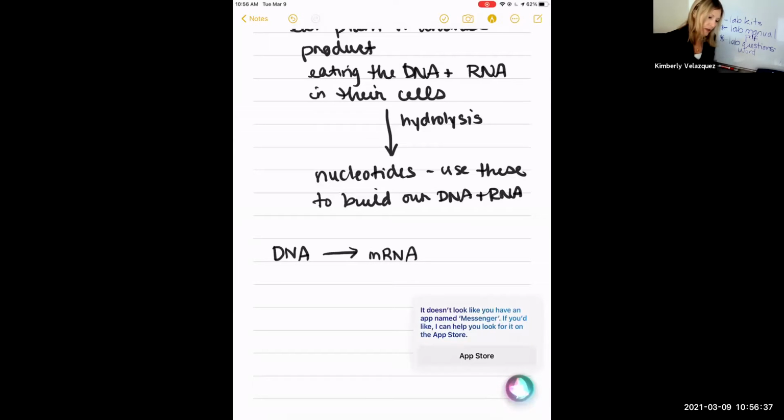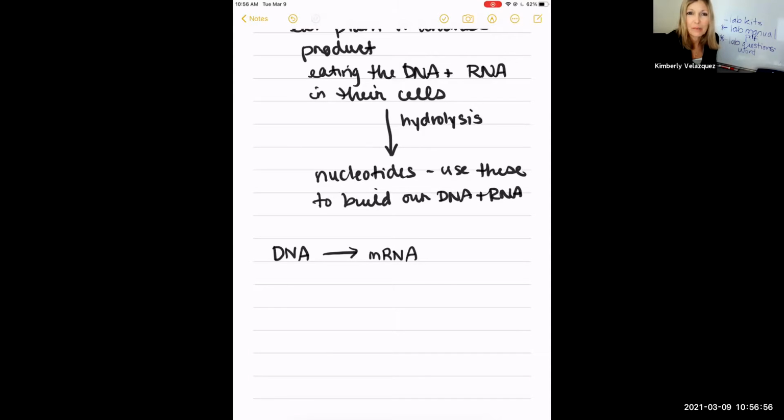and that messenger. It doesn't look like you have an app named Messenger. If you'd like, I can help you look for it on the App Store. Oh my gosh. You know, really, old people shouldn't touch technology. Seriously. My daughter, if she saw this right now, she would be dying. She'd be just ready to put me in the home right now.